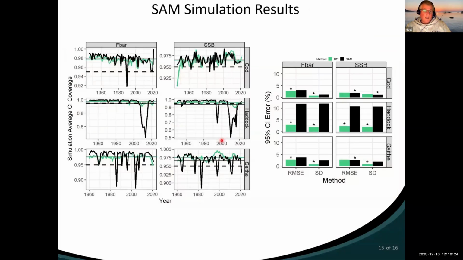And okay, I'll end up here. This is just a figure from that SAM paper showing the coverage properties, but we don't have to spend that much time on that. Thank you.